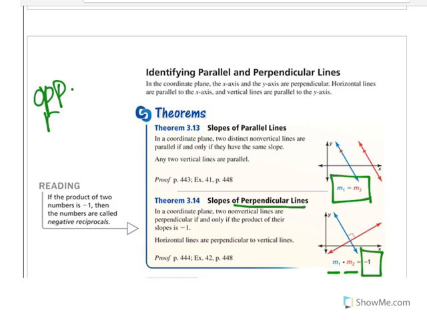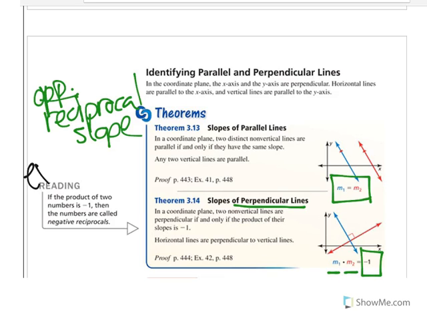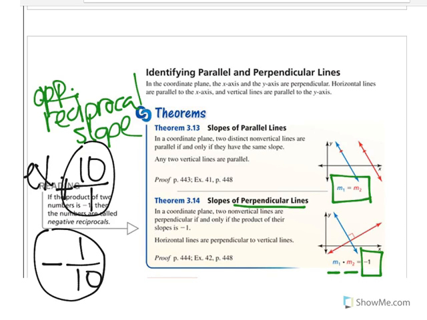Opposite reciprocal slopes. And when I say opposite, that means the opposite sign. And reciprocal means if it's a fraction, you're going to flip it. So an example would be if we had a slope of 10, the opposite reciprocal would be, well, you can write any whole number as over 1, and so if you flip it, you get 1 over 10, and since this one is originally positive, the opposite would be -1/10. So 10 and -1/10 are opposite reciprocal slopes.